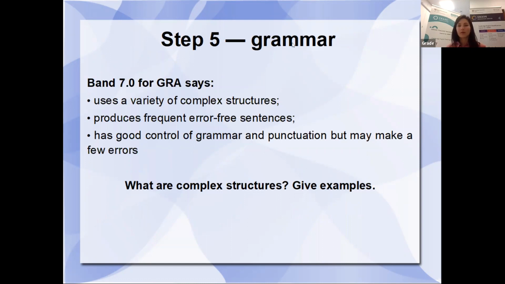Yeah? If you remember about grammar, we were going to plan complex structures, a variety of complex structures. Can you give an example of a complex structure? What complex structures do you know?